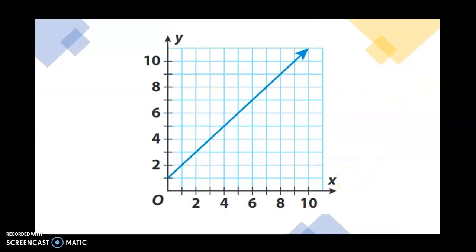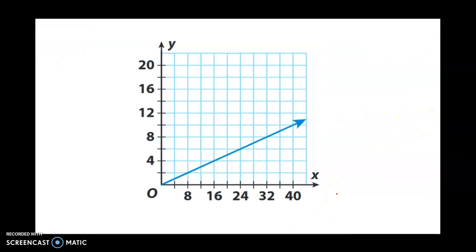Here's my example. I'm looking, I see 0 here. That line does not go through there, so it is not proportional. Here's another one. I see 0 here. It is going through 0, so then it is proportional.